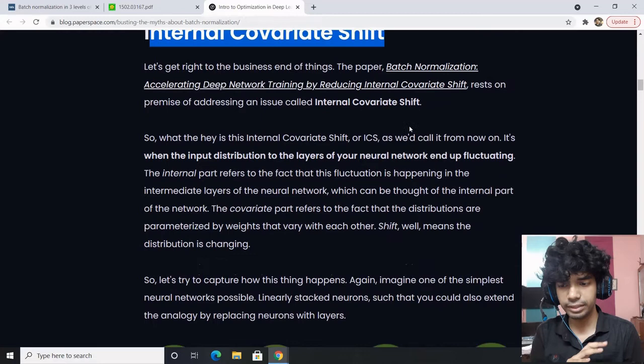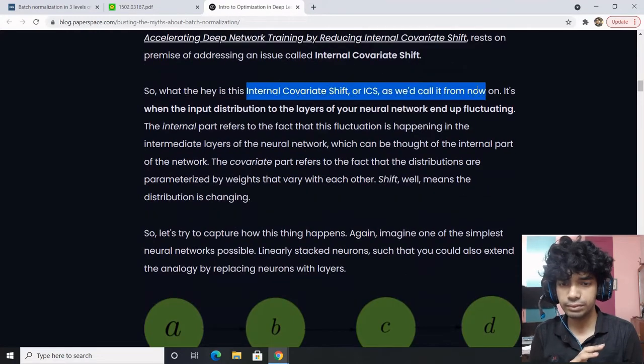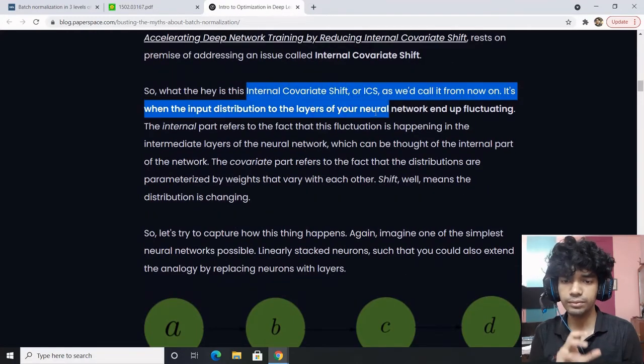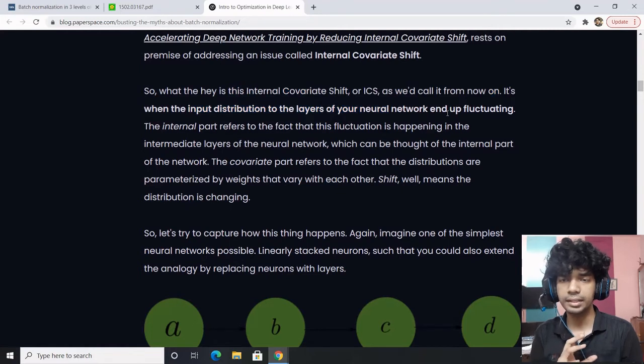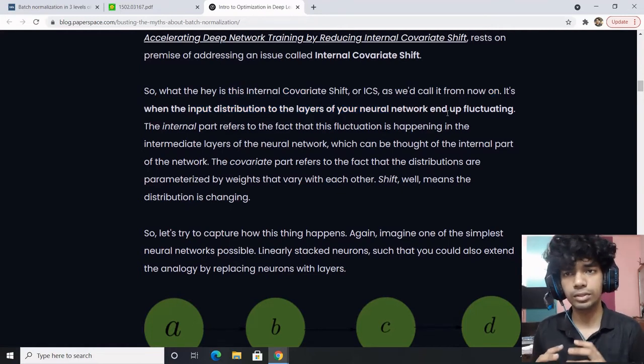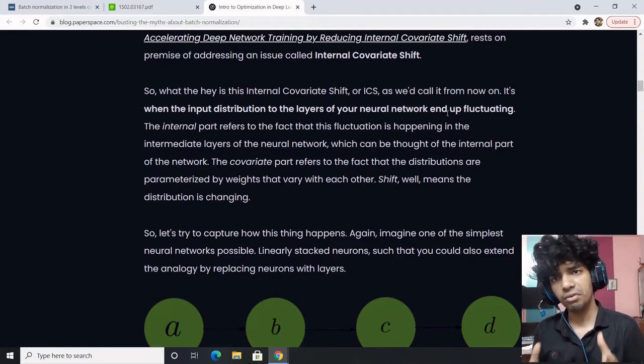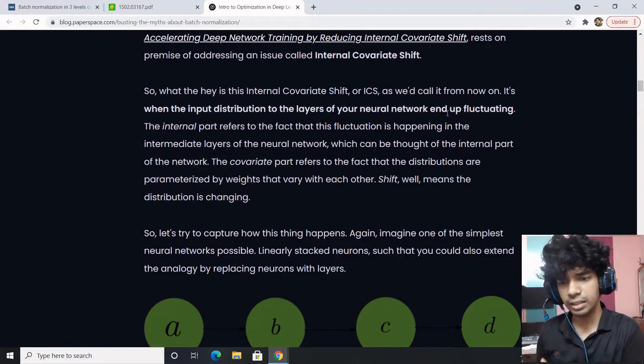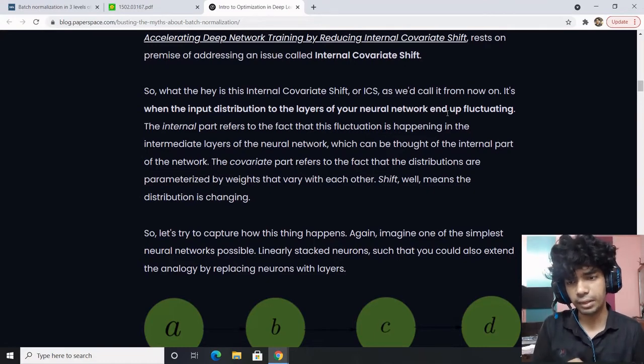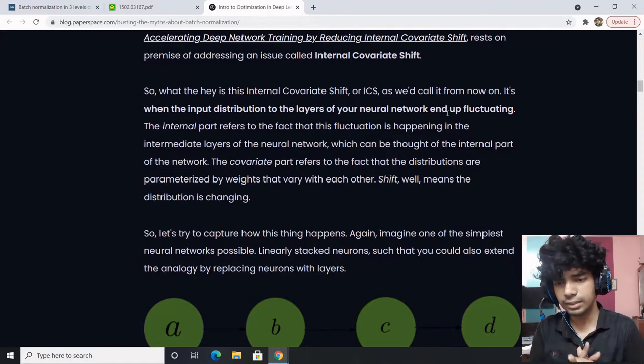Internal covariance shift, we did discuss it. We would call it that when the input distribution to the layers is fluctuating, right? That would definitely happen, since you're passing batches. One batch might be representative of some kind of data or distribution, whereas the other batch might be representative of some other kind of data. So that is what they call shift.